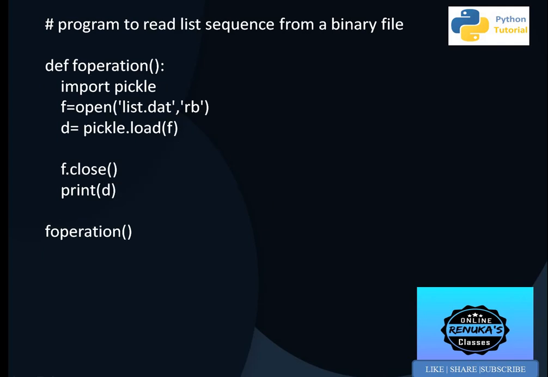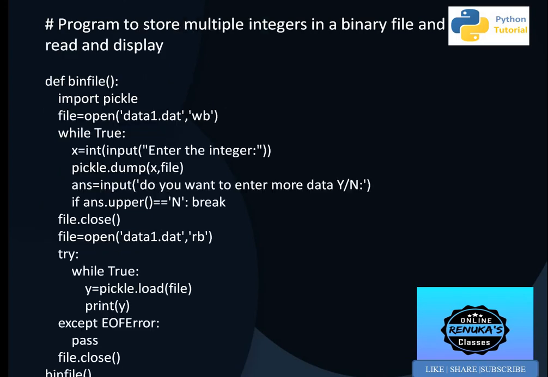Now if we want to read, same, we import, then open the file, then load from the file pointer. From the file pointer the complete file will be loaded into d, and that can be printed afterwards. And when we call this function, all these operations will be executed. The call will be transferred to the definition part.